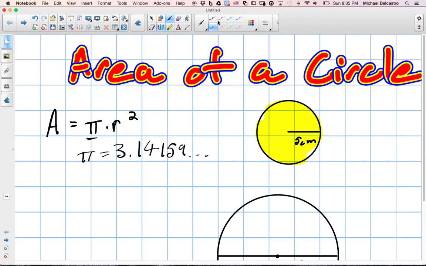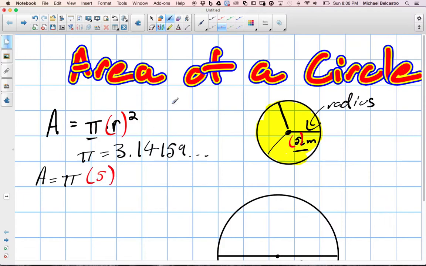So our first circle here, the radius, and the radius is the distance from the center of the circle to the outside. And it'll be the same no matter where in the circle we're drawing it. This is the radius. Okay, we know the radius is 5. So we're going to take this number 5 and replace the r in the formula. So A is equal to pi times our r, which is 5, squared.